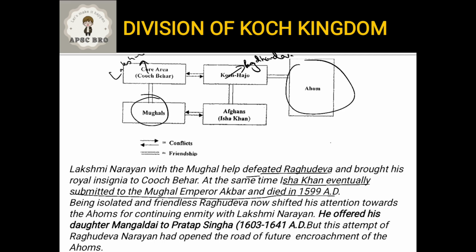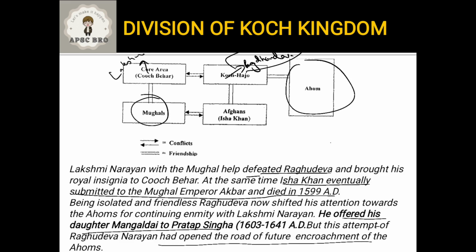Once Isa Khan died, Raghudeva was now all alone. So he shifted his attention towards the Ahoms. He offered his daughter Mangal to Pratap Singh. There was an MCQ regarding this: which Kush princess was offered to Pratap Singh? She was Mangal. Okay. This attempt of Raghudeva Narayan had opened the road to future encroachment of the Ahom.